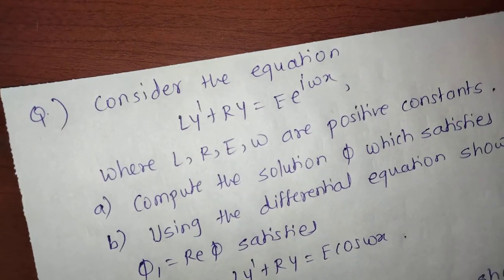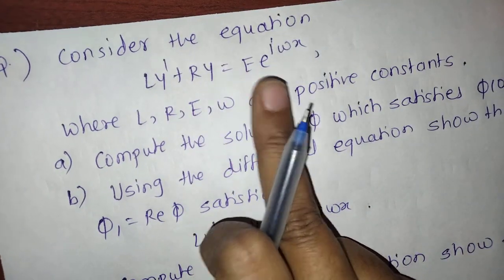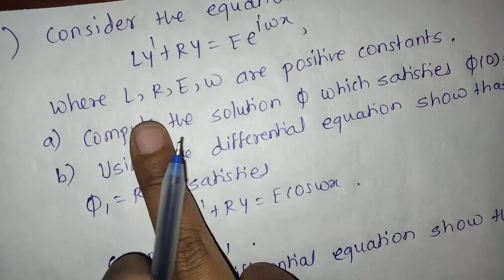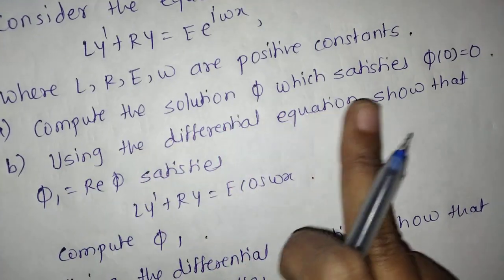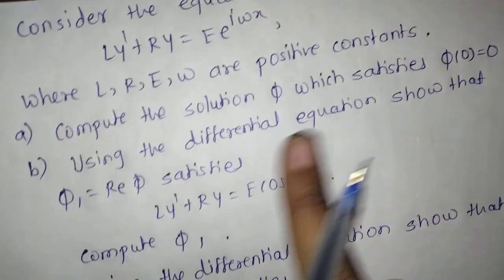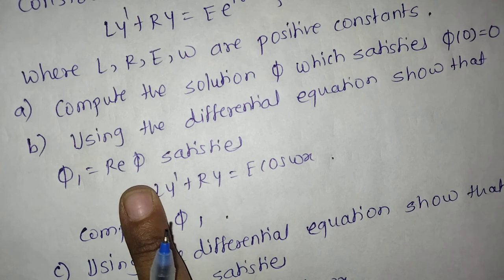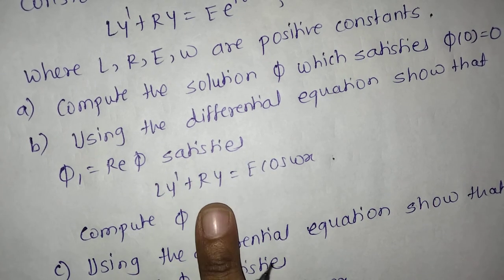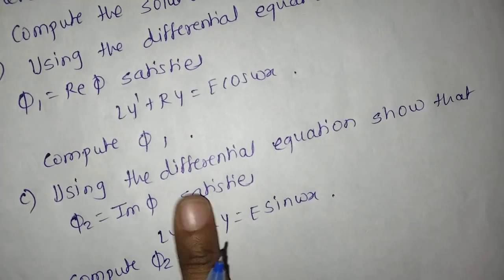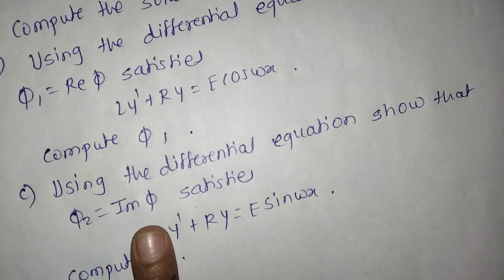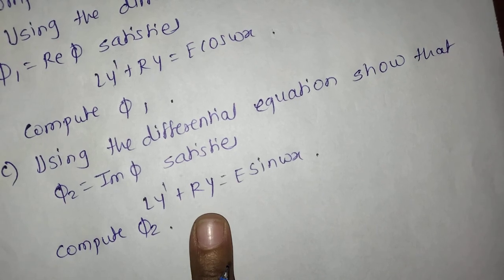Next example for your homework. Consider the equation Ly dash plus Ry is equal to E into e raised to Iwx, where L, R, E, W are positive constants. A. Compute the solution phi which satisfies phi of 0 is equal to 0. B. Using the differential equation show that phi 1 is equal to real of phi satisfies Ly dash plus Ry is equal to E cos Wx. Compute phi 1. Next, using the differential equation show that phi 2 is equal to imaginary of phi satisfies Ly dash plus Ry is equal to E sin Wx.